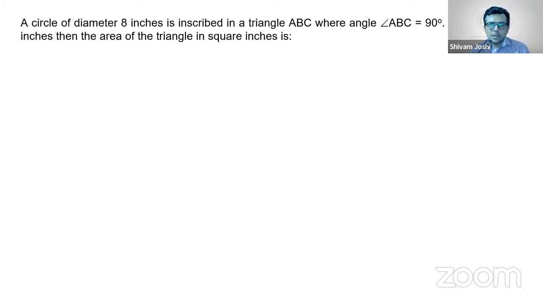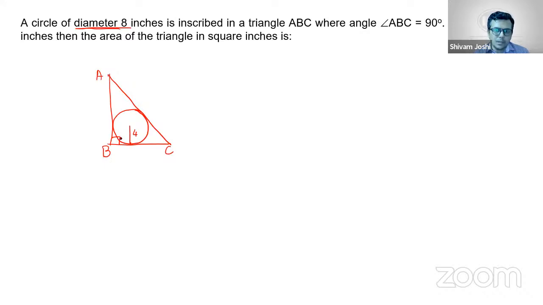A circle of diameter 8 inches is inscribed in a triangle ABC where angle ABC is 90. This is angle ABC, which is 90. Circle of diameter 8. Now, when diameter is 8, inradius must be 4. So this is 4. This is inscribed in triangle ABC where angle B is 90 degrees. BC is 10.